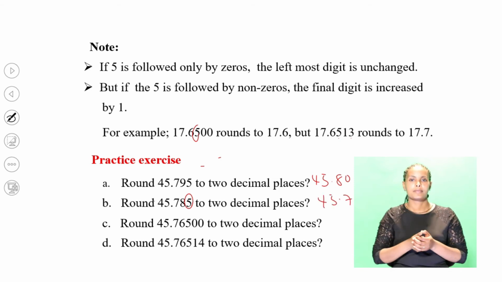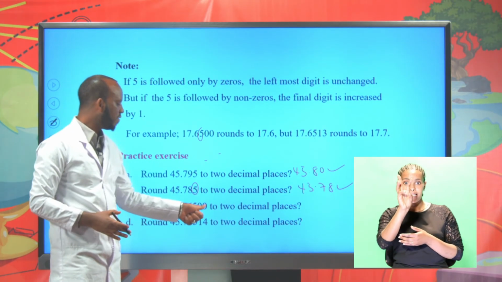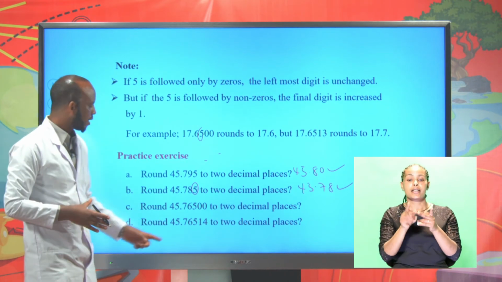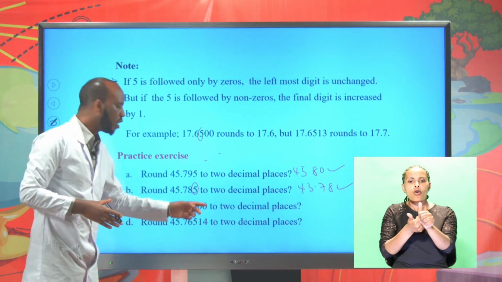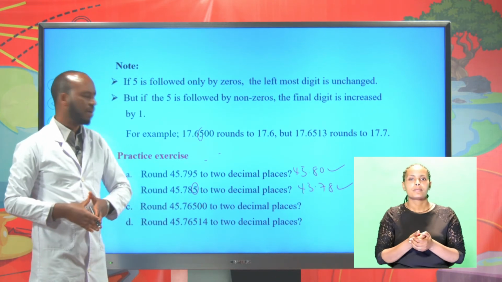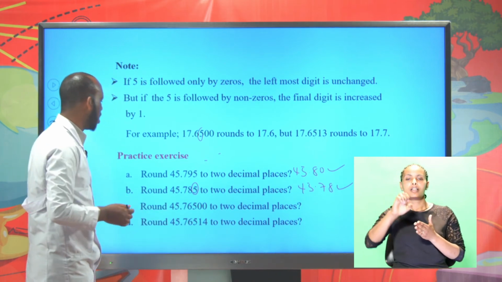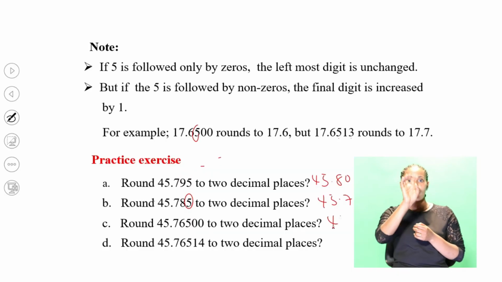C, round 45.76500 to 2 decimal places. The number to be removed is 5 and is followed by zeros. The preceding digit is retained, and this is reported as 45.76.